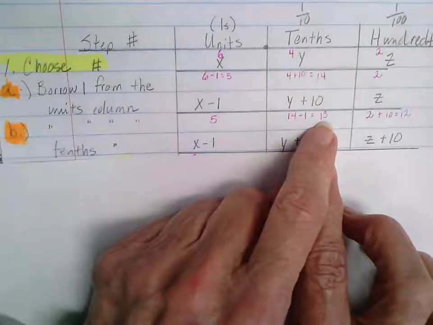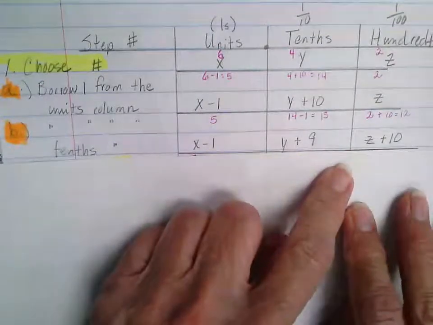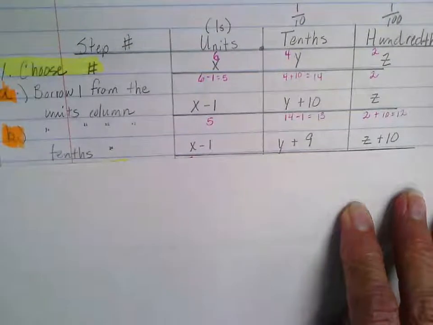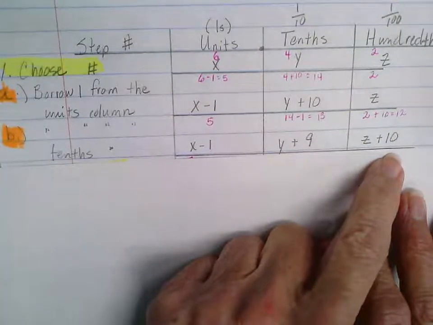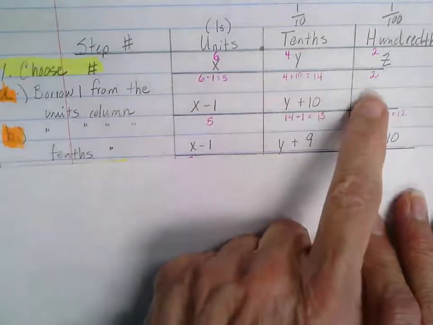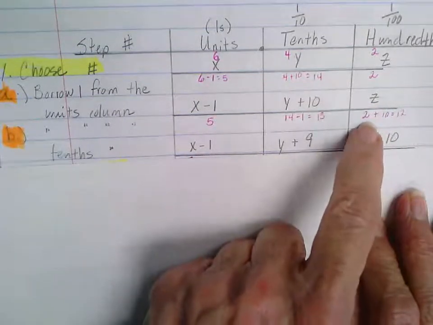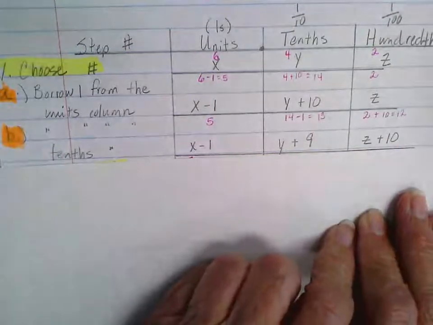And again, when I'm taking 1 away, it's going to be 10 tenths. And so I'm going to be adding that over here. So now my Z becomes Z plus 10. And I have 2 plus 10. And so I have 12 in my example.